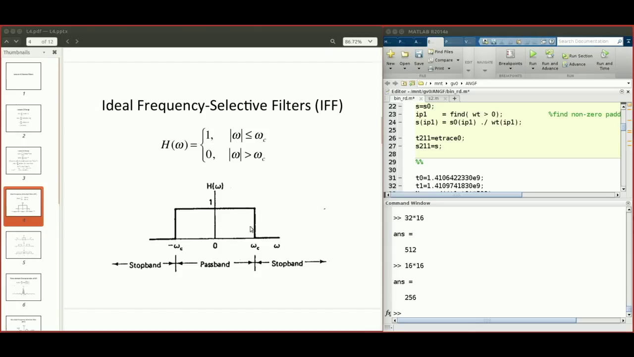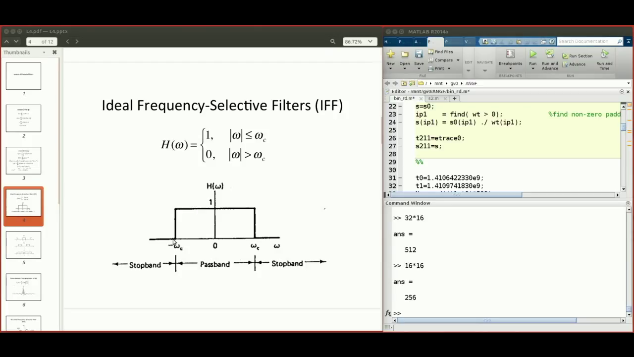The frequency content that's passed, this frequency range that goes from minus omega c to positive omega c, is called the pass band. And then everything else that's outside of this range is called the stop band. It's either pass or stop. For those frequencies that are being passed, it's not going to modify that frequency content at all, because the amplitude is exactly one, and there's no phase to it. The phase is actually zero. And for the frequency content that's being rejected, the amplitude is just exactly zero. So all that frequency content is just zeroed out.